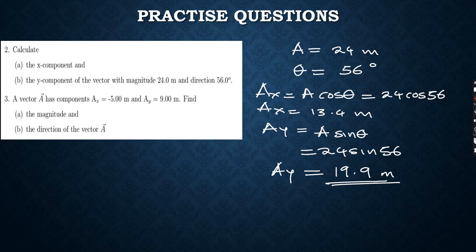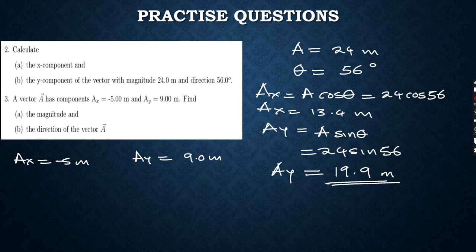Okay, what about question 3? We have been given vector A, which has x component of negative 5 meters and y component of 9 meters. The first question is to find the magnitude and the direction of vector A.